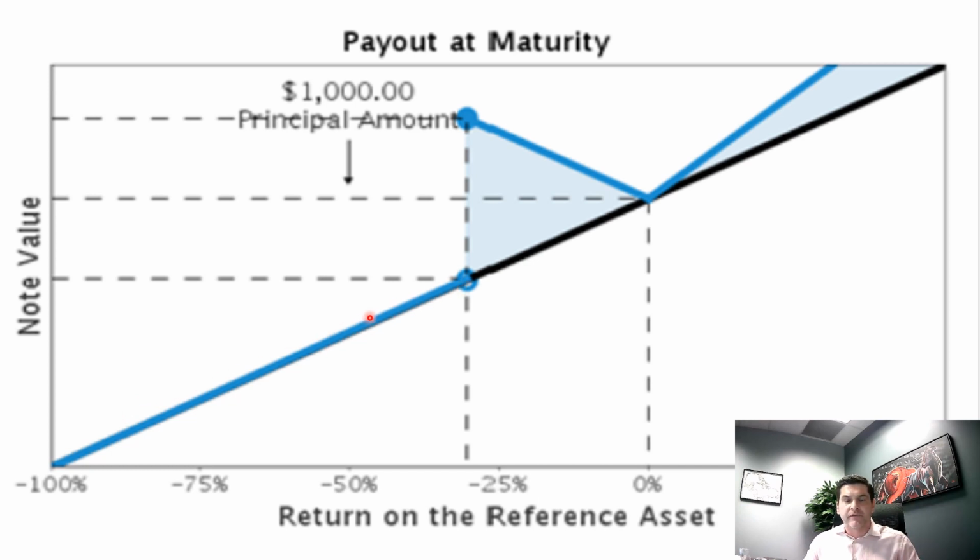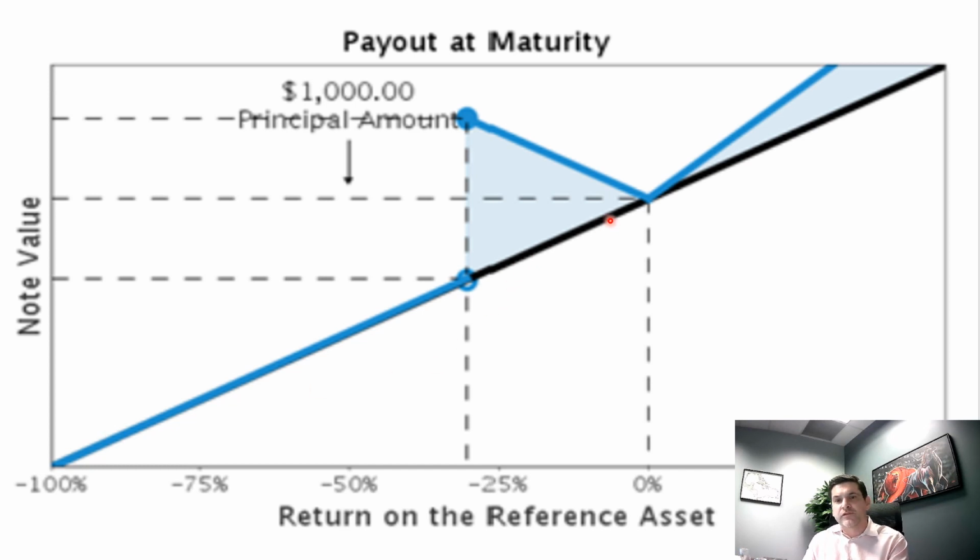You're down that amount. So let's say at maturity in 2 years, the S&P is down 32%. In that scenario, as an investor, you're going to be down 32%. Let's say the S&P is down 80% 2 years from now. Well, you're going to lose 80% of your investment and only get 20% of that investment back.